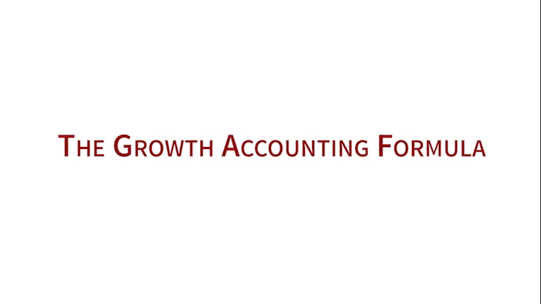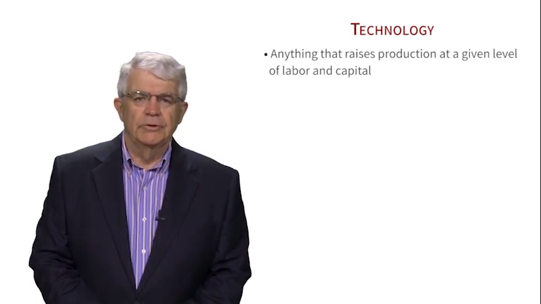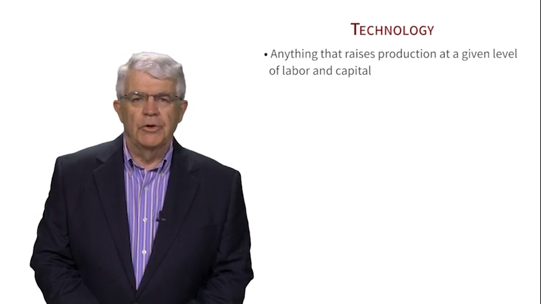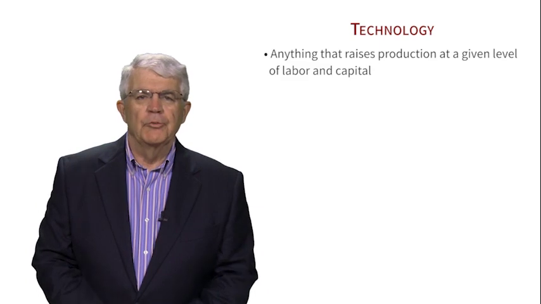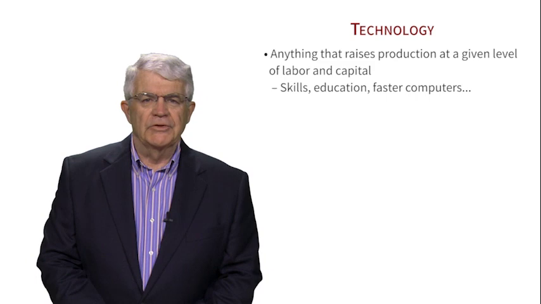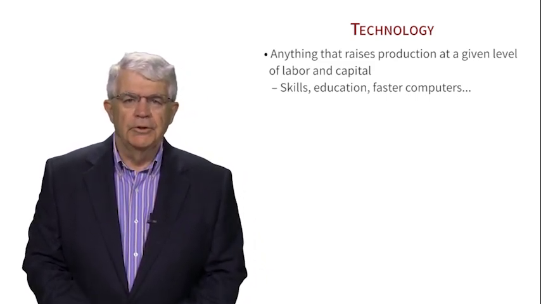Let's now consider the growth accounting formula, which is a way to consider how much productivity depends on capital and on technology. Remember, technology, by definition, is anything that raises production at a given level of labor and capital. You have a plant with a certain number of workers, a certain number of equipment. If it can produce more because the workers are more skilled, have better education, or the computers happen to be faster, that represents technology. You can produce more for any given level of labor and capital.